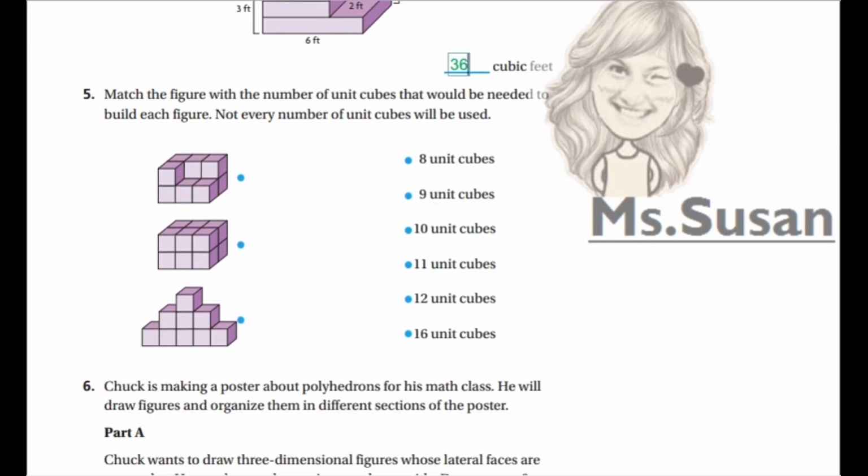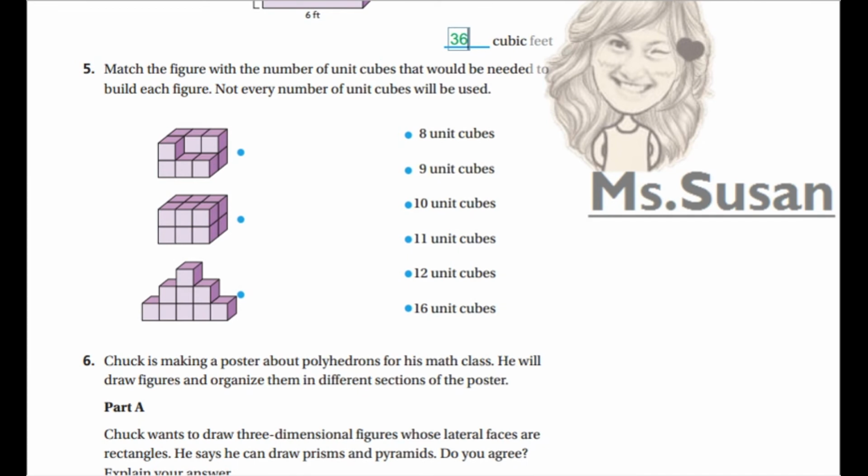Let's go to question number 5. Match the figure with the number of unit cubes that would be needed to build each figure. Not every number of unit cube will be used, so not all the choices here will be used. We have only 3 figures, so in this case we will choose 3 right answers. Okay, so count here the cubes: 1 2 3 4 5, then 6 7 8, then 9. So it is 9 unit cubes here, so let's match it.